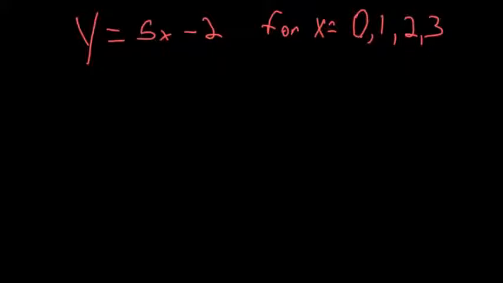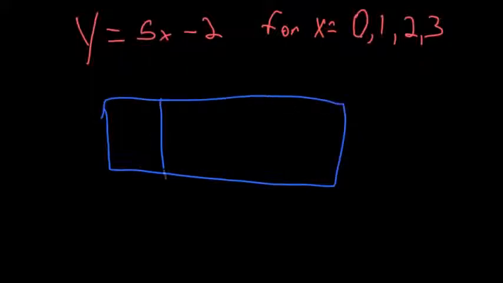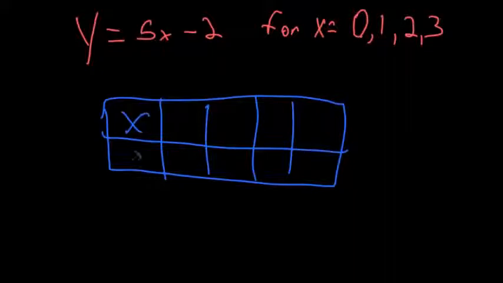Alright, now I'm giving you the function y equals 5x minus 2. And then we need to find it for x equals 0, 1, 2, and 3. So the easiest way to think of this is in a table like we just were working with. So draw your table. We got our x and our y, 0, 1, 2, 3 is what x needs to equal. And then we just put each one of these numbers into this equation.